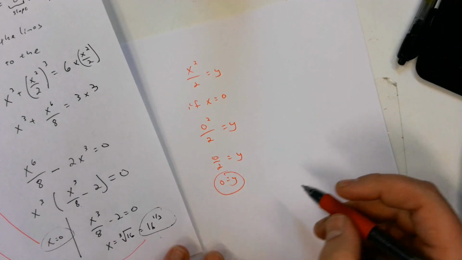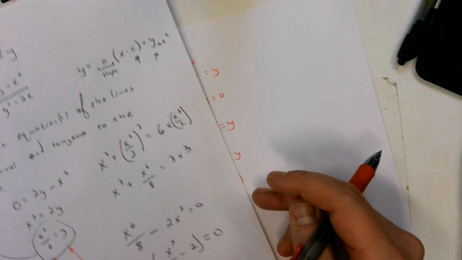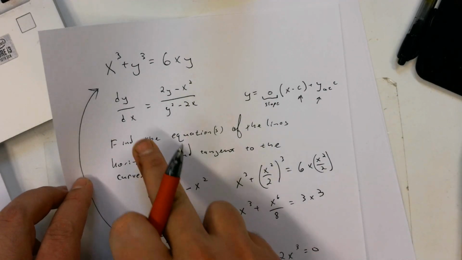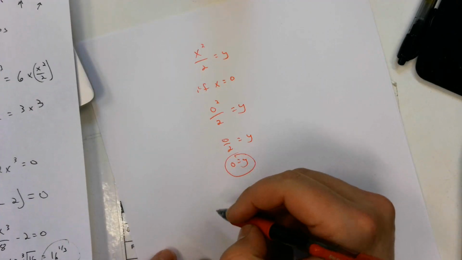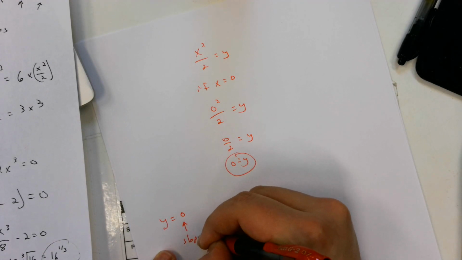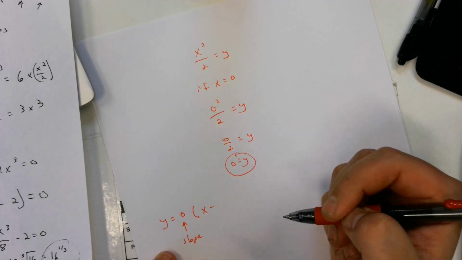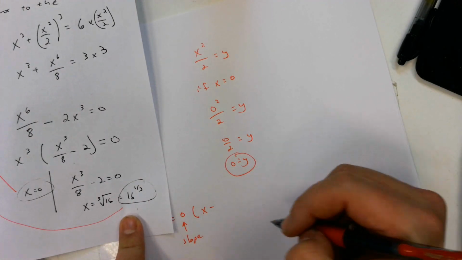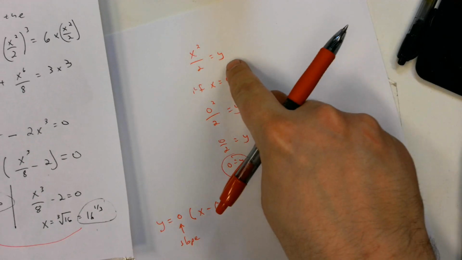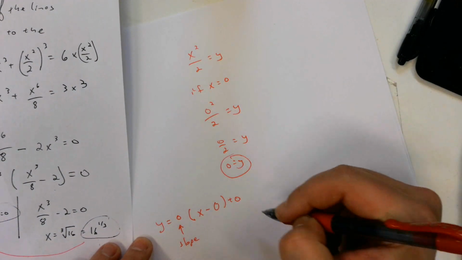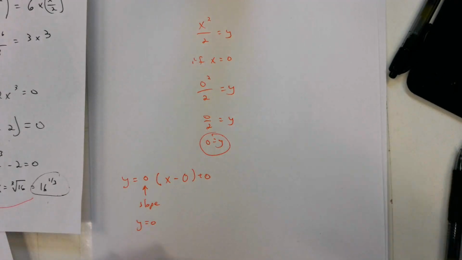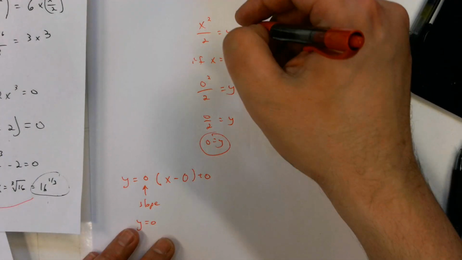So this says that one of my lines tangent to the curve, I already know that my slope is 0 because I'm looking for a horizontal line. So dy/dx is 0. My line tangent to the curve here, y equals 0 times x minus 0, because I got x equals 0, plus 0. This is just y equals 0. So now y equals 0 is one of the horizontal lines tangent to the curve.